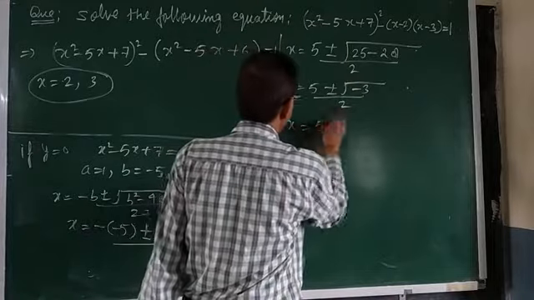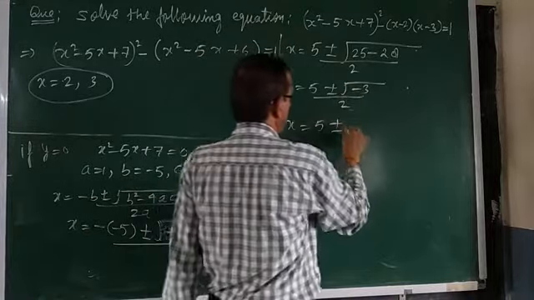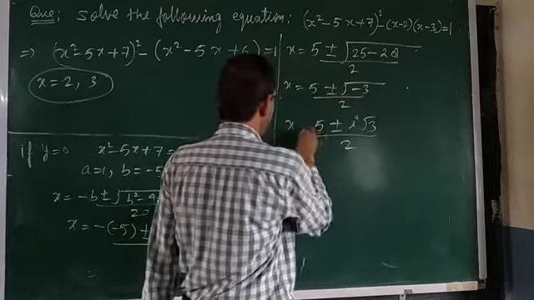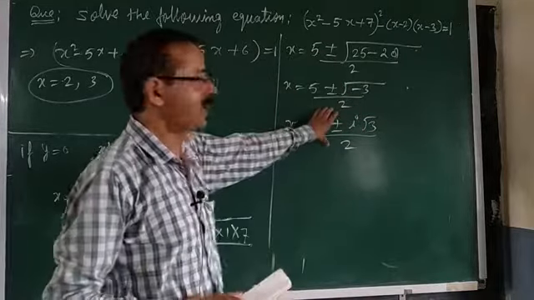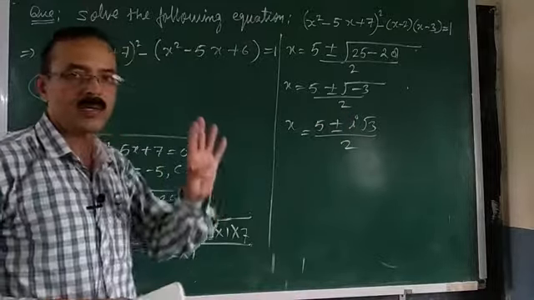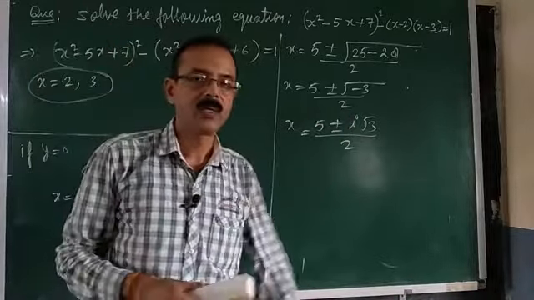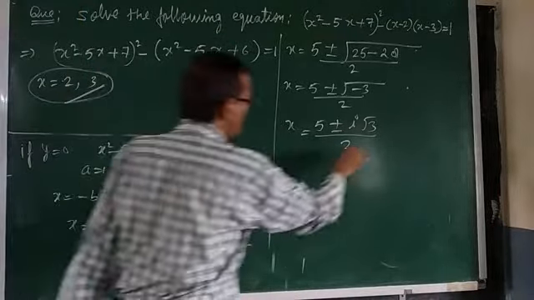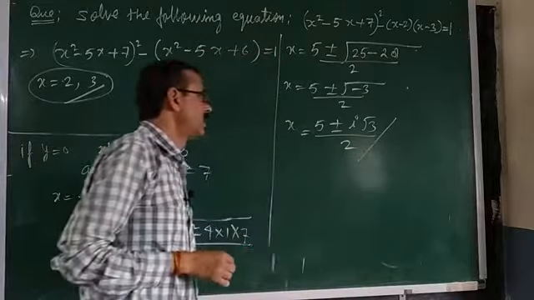X is equal to 5 plus minus iota root 3 upon 2. So how many values here? 2 values: 1 is plus, 1 is the minus. So 2 here and 2 there. How many roots came? 4 roots came. This was the method to solve, and these 4 are the solutions. This 2 here and 2 there.